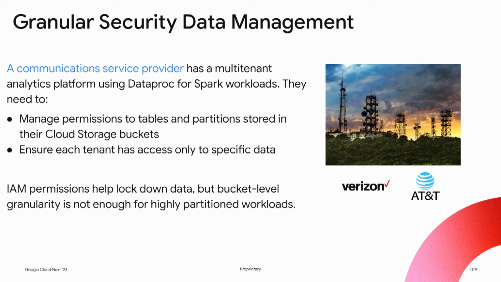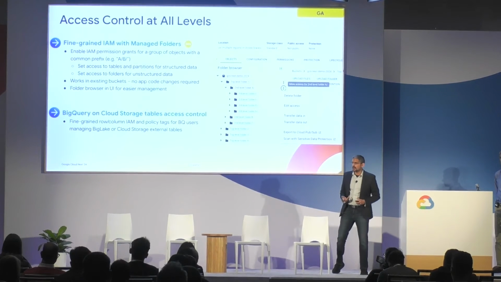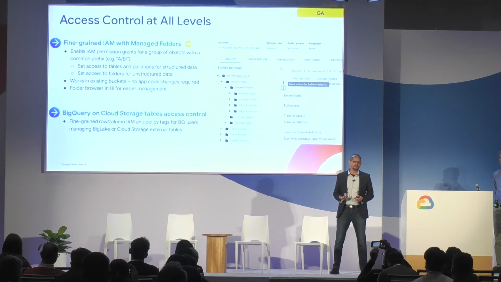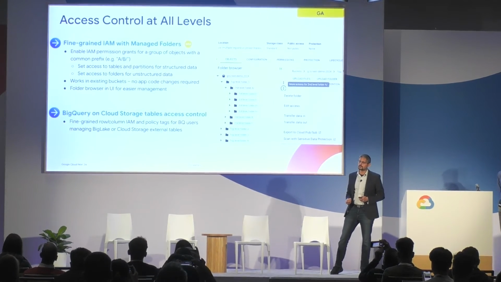Now, you can use IAM permissions to help you lock down the data in a consistent manner, but bucket-level granularity is often not enough when you have highly partitioned workflows that might have lots of folders or lots of rows and columns within their tables. So how do you solve that problem? We're happy to announce Managed Folders, a new GA capability within cloud storage that provides fine-grained IAM control.